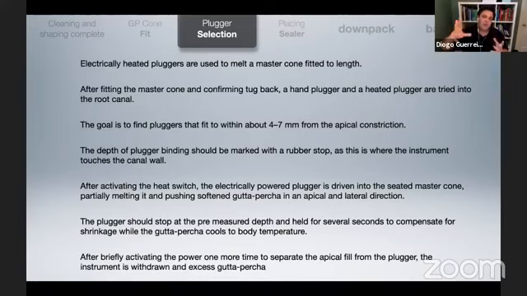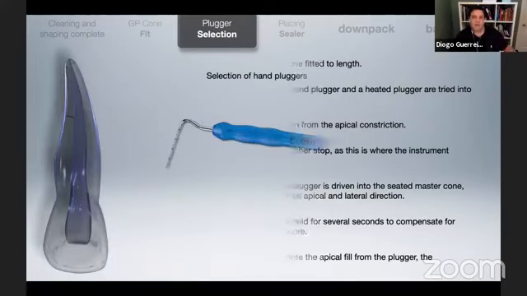So after we stop the heating with the stop at our binding point, those 3 to 5 millimeters from our preparation, we activate the heat again, do a little electrical pressure, take it out, and remove partially the gutta percha from the canal, leaving an apical plug of thermoplasticized gutta percha that we're going to pack in that 4 millimeters of apical anatomy.